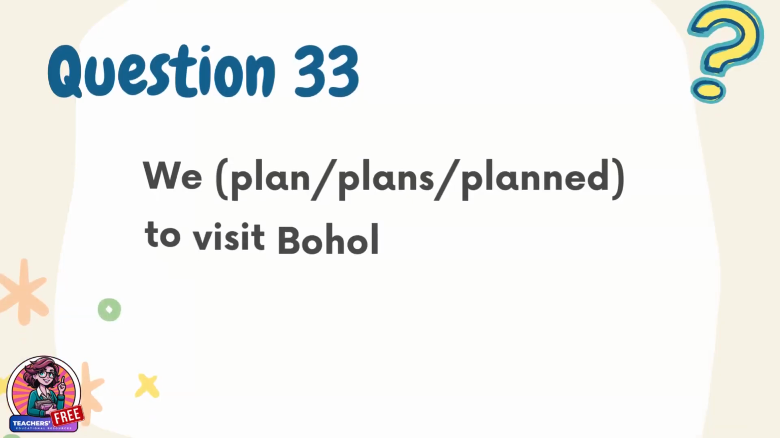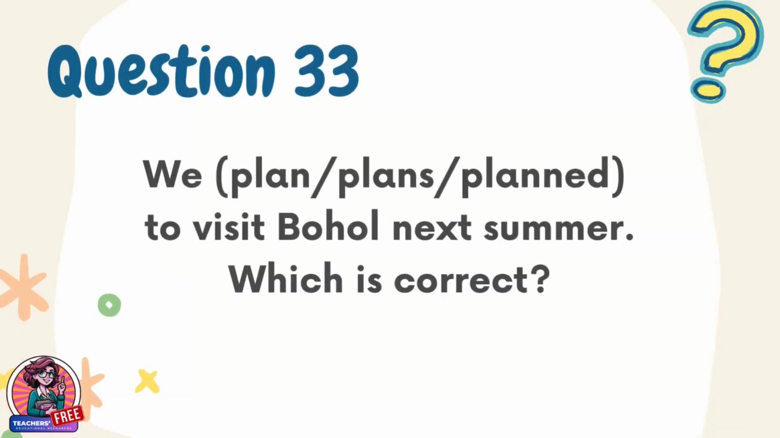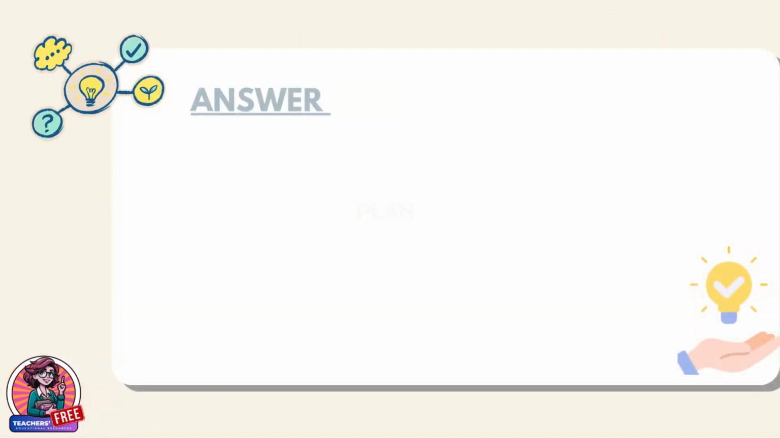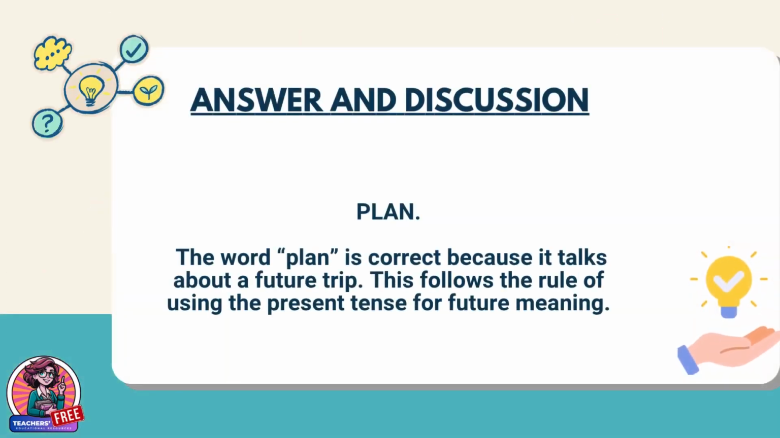Question 33. We plan, plans, planned to visit Bohol next summer. Which is correct? Answer: plan. The word plan is correct because it talks about a future trip. This follows the rule of using the present tense for future meaning.